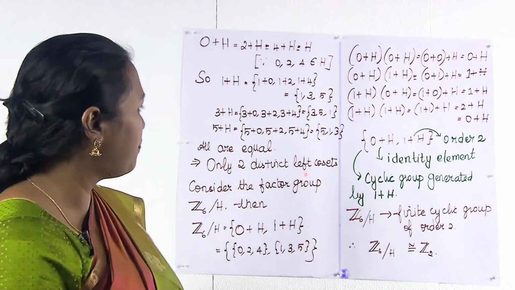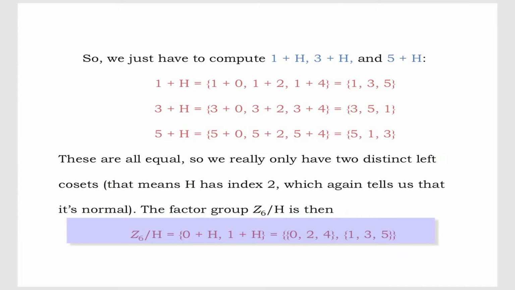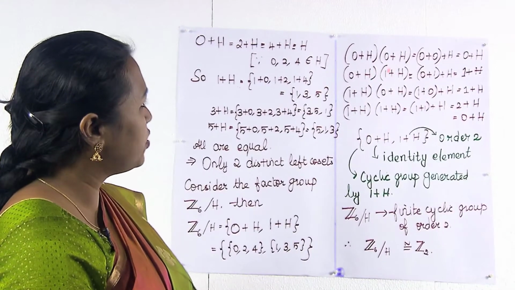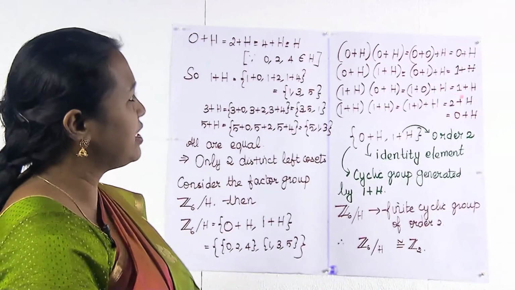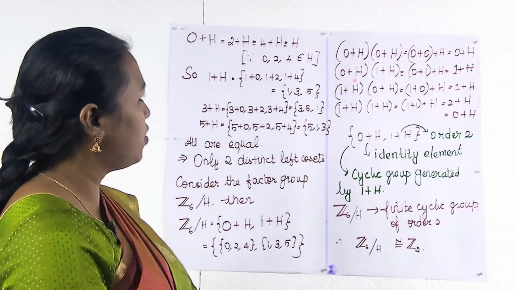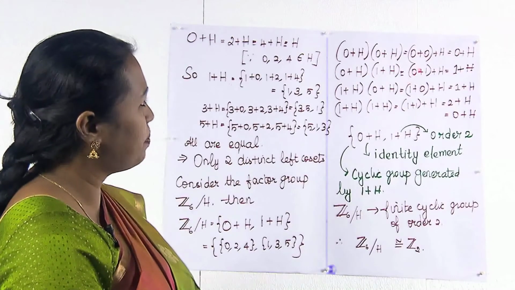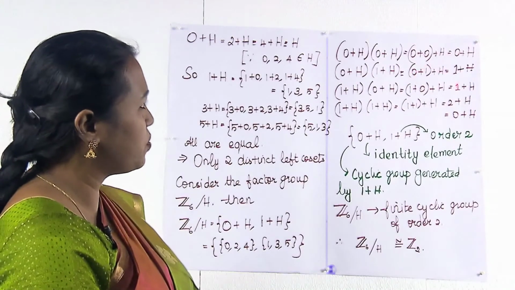Now, let us consider the factor group Z6/H. Then Z6/H is {0 + H, 1 + H}, that is the set {0, 2, 4} and the set {1, 3, 5}. 0 + H times 0 + H is 0 + H, which is again 0 + H. 0 + H times 1 + H is 0 + 1 + H, so 0 + 1 is 1.